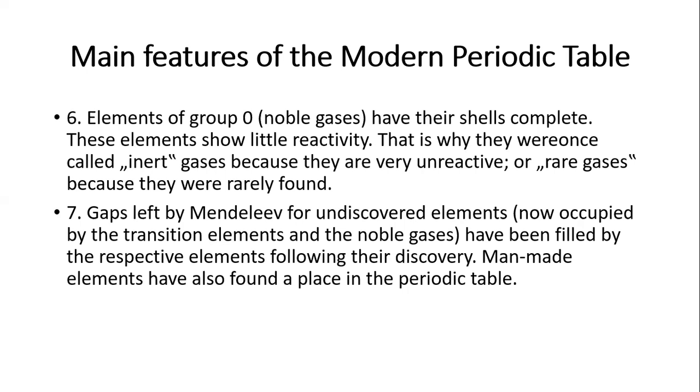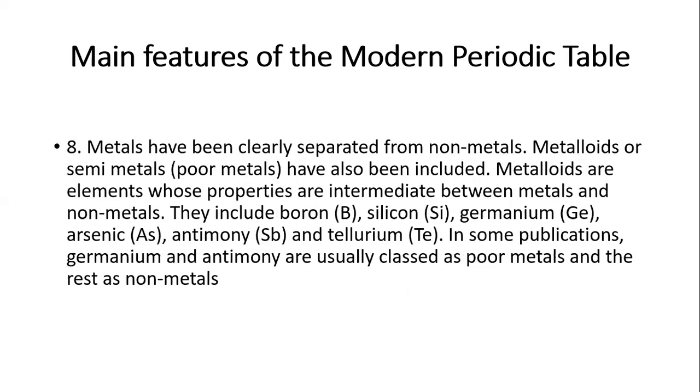Also man-made elements have found a place in the periodic table. The eighth feature is that the metals have been clearly separated from the non-metals. Metalloids or semi-metals have also been included. Metalloids are elements whose properties are intermediate between metals and non-metals. They include boron, silicon, germanium, arsenic, antimony, and tellurium. In some publications, germanium and antimony are usually classified as poor metals, and the rest as non-metals.